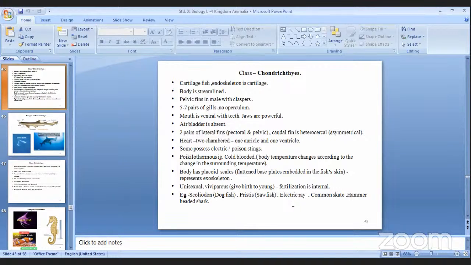Then they are unisexual, they are viviparous. There are words like viviparous, oviparous, ovoviviparous, or marsupials, so as they come, I will tell you the meaning. Viviparous here means it gives birth to young ones. Fertilization is internal. Examples are Scoliodon, also known as dogfish, Pristis, that is sawfish, electric ray, common skate, and hammer-headed shark. You can remember any two and give them when asked.